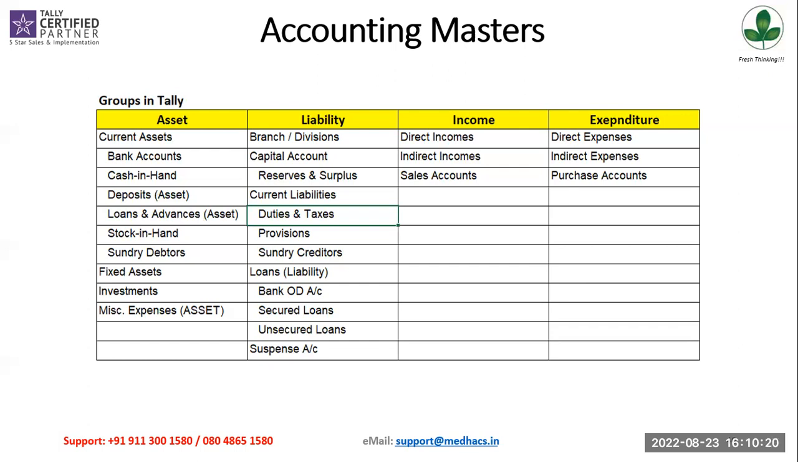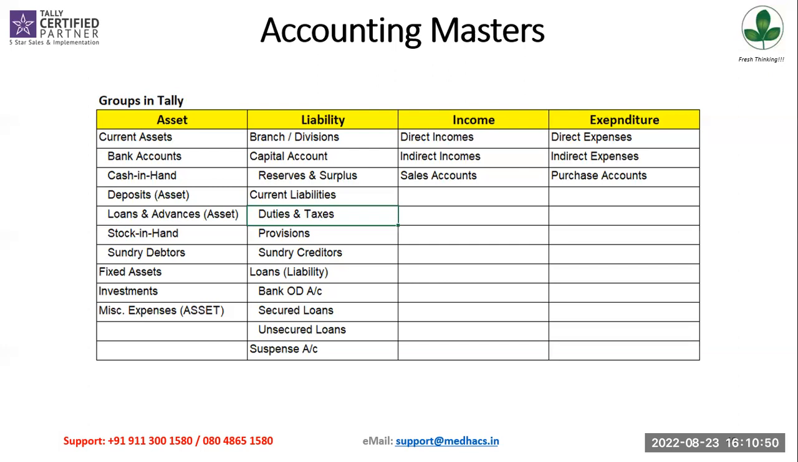Under liability, you have branch and divisions. Capital account, under which you have reserves and surplus. Current liabilities, under which you have duties and taxes, provisions, and sundry creditors. And you have a main group called loans. Under loans, you have bank OD accounts, secured loans, and unsecured loans. And even the suspense comes under liability.